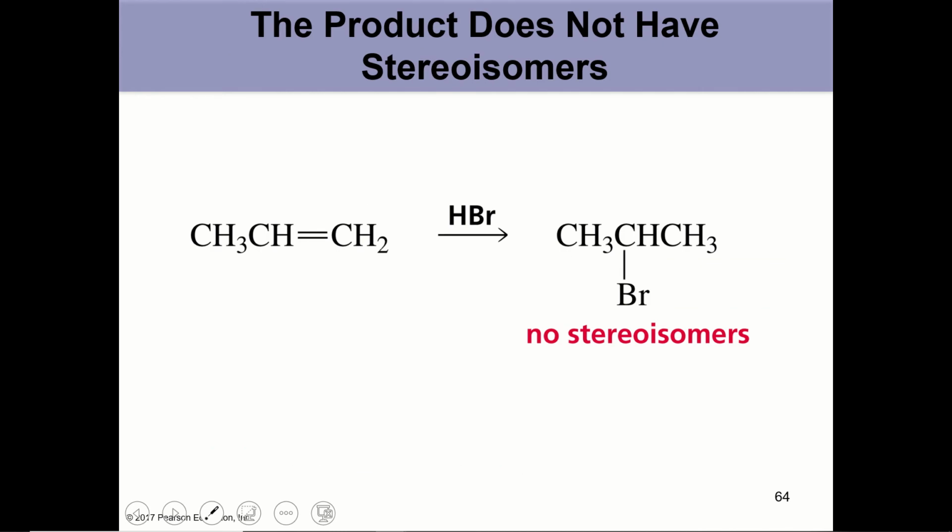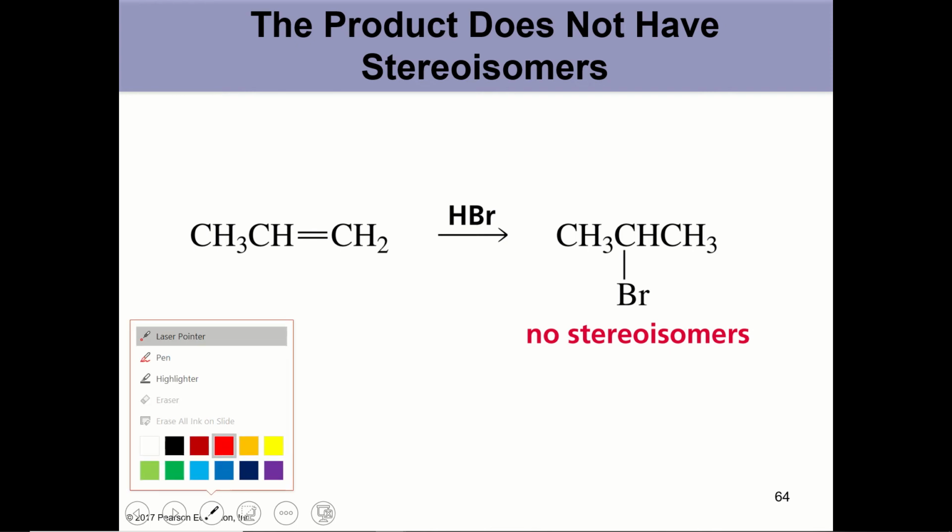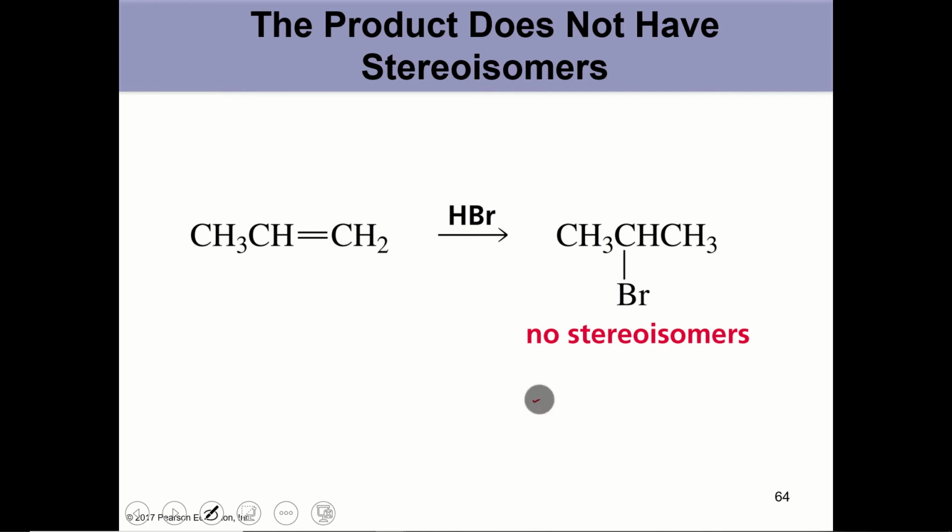Okay, so some reactants do not generate stereoisomers. So 1-propene making 2-bromopropane does not generate a stereoisomer. Why? Because it does not have an asymmetric center, and it does not have a double bond to have cis-trans stereoisomers. So how do we know it doesn't have an asymmetric center? Well, look at the 4 things bonded to the carbon 2.